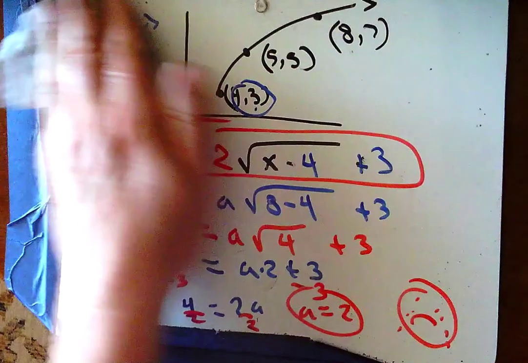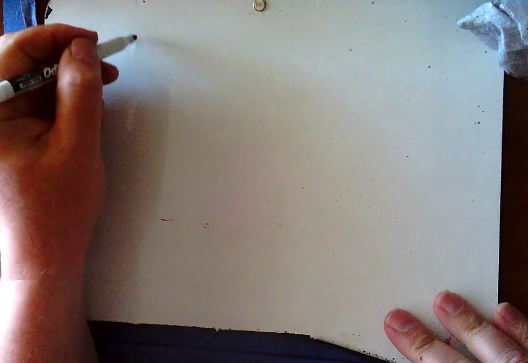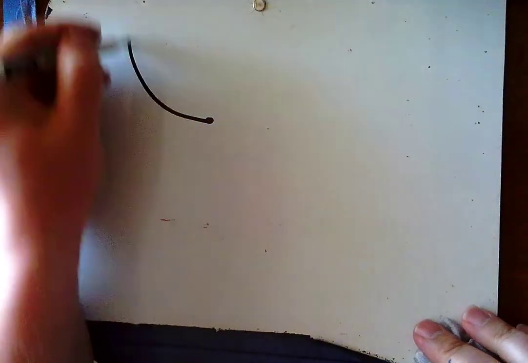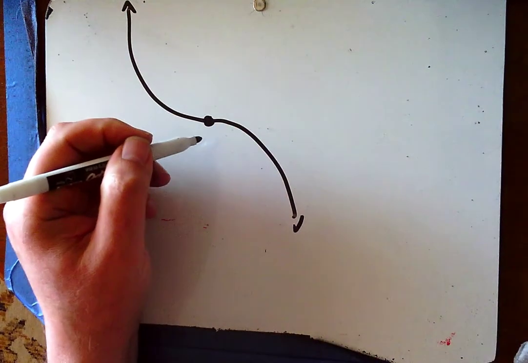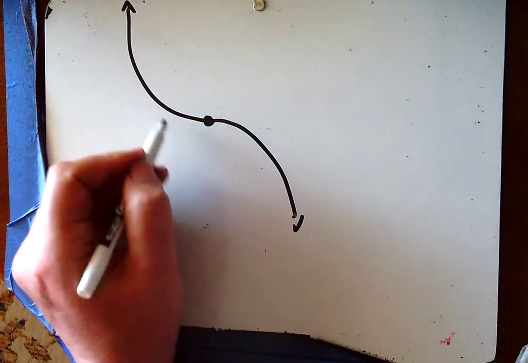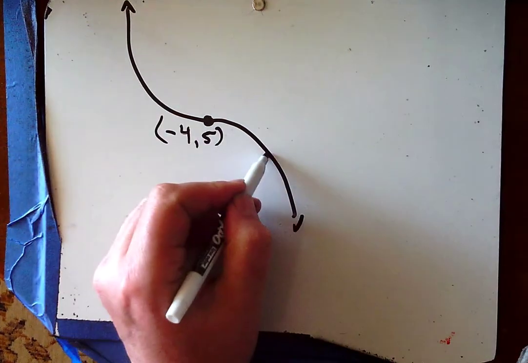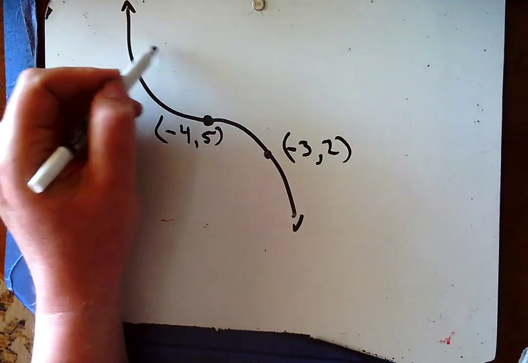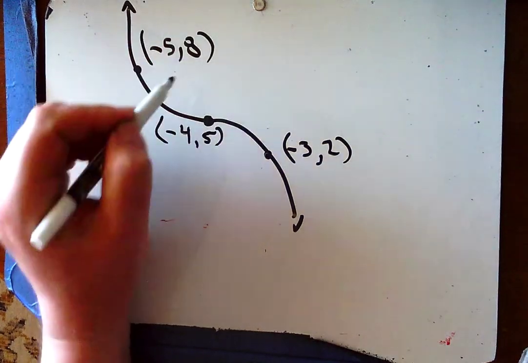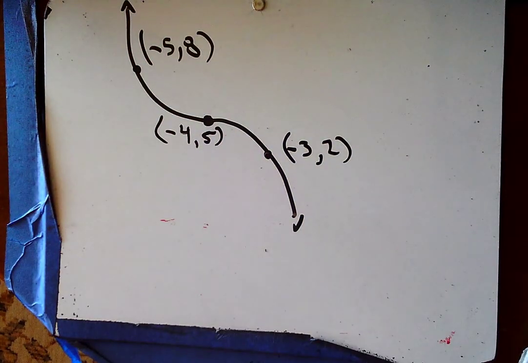Let's do one last one. Our last one looks like this. Really should always just draw it from the inflection point, because that needs to be flat there. Okay, we've got some points: (-4, 5), (-3, 2), and up here, (-5, 8). Alrighty. Please write the equation for this polynomial function.